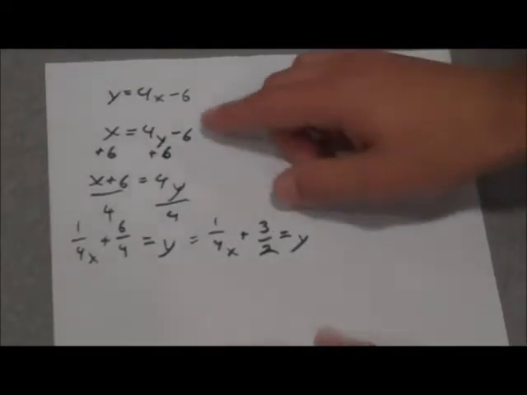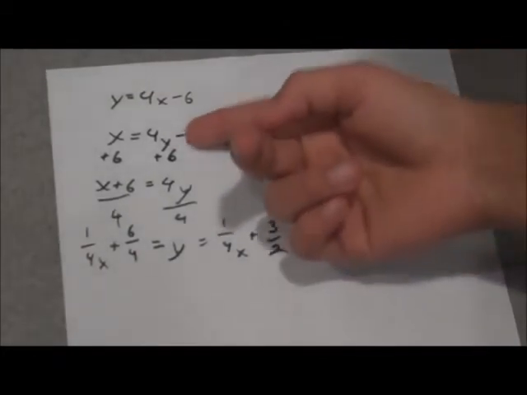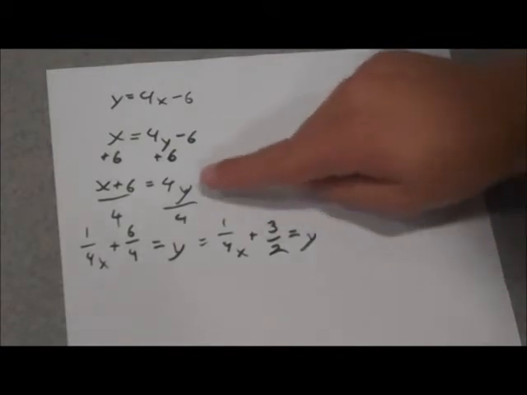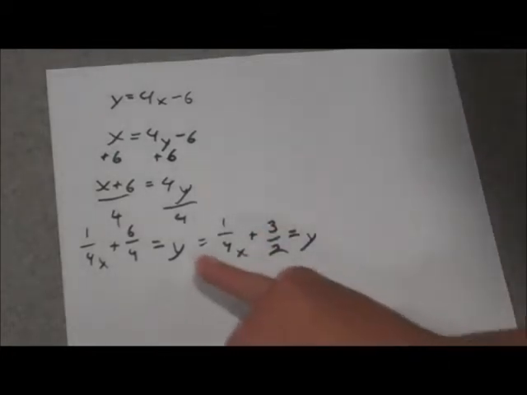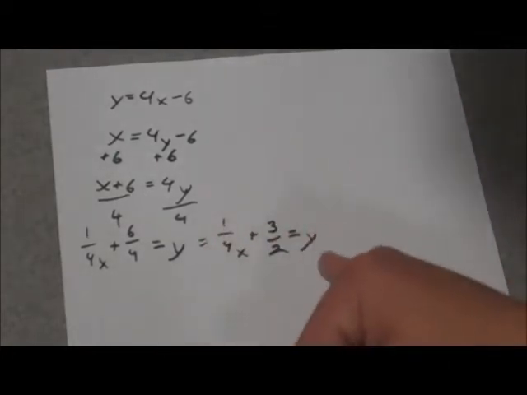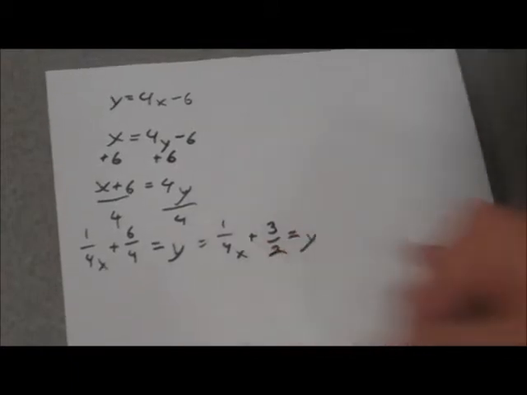So first, after getting the inverse equation here, we figure out that we have to add 6 to get 4x by itself. Then, from there, since 4y, we divide by 4 to get y by itself. So our final answer right here is y is equal to 1/4 x plus 3 halves. Correct. You're doing very well.